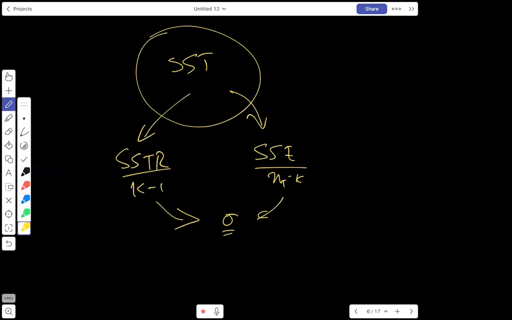So in a case like that, remember that if we get those two variances, MSTR and MSE, to be similar, if they're not very different, then we don't reject the null hypothesis. But if they're very different, then we reject the null hypothesis.